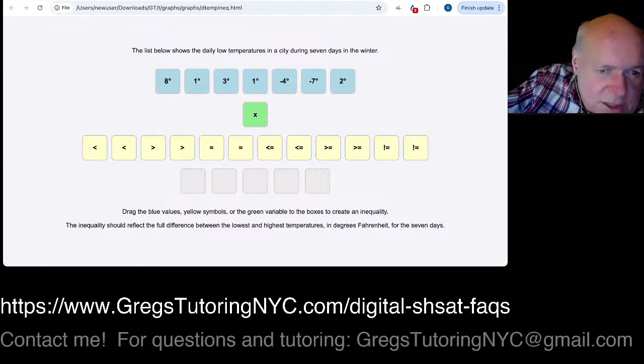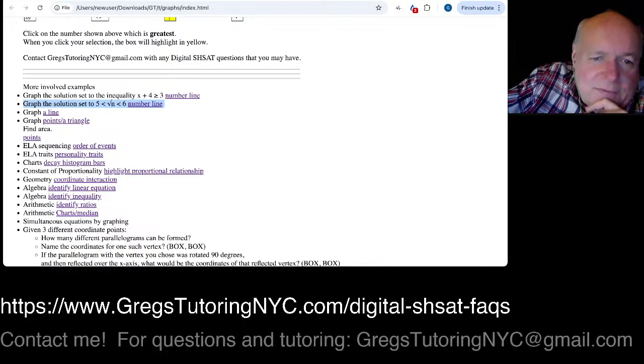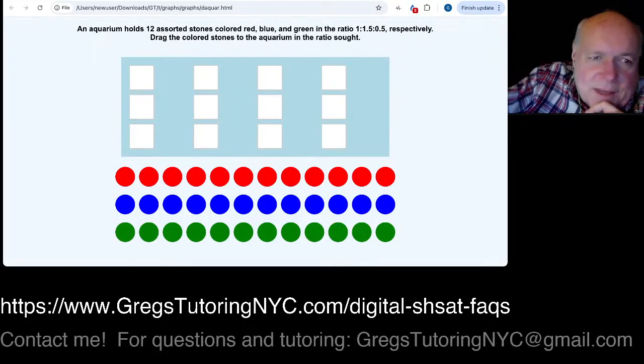Identify ratios. All right, this one gets a little more complicated. We have an aquarium that holds 12 stones that are different colors. The stones are in the ratio of red, blue, and green with the numbers 1, 1.5, and 0.5. And then it says drag the right number of stones from the bottom there. So we have 12 red, 12 blue, and 12 green stones that we need to drag into this blue aquarium to get the number right.